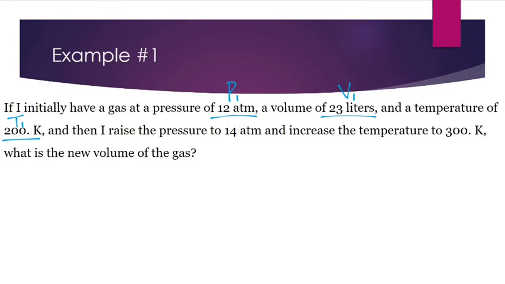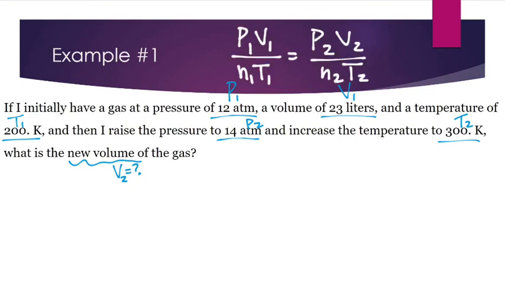Then I raise the pressure to 14 atm, so that's going to be my P2. Increase the temperature to 300 K, so that's my T2. And it's asking us to find the new volume. So we're going to be looking for V2. So these are the variables we're going to be putting together into that combined gas law. And let me put that equation up here up top, just so we can use it as a guide as we're plugging these numbers in.